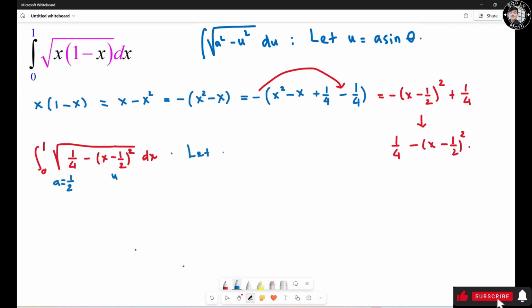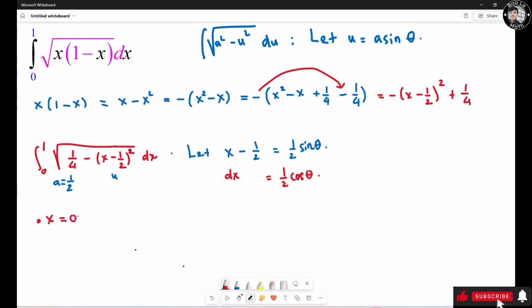So I'm going to let s minus 1/2 equals 1/2 sine theta, right? Then ds equals 1/2 cosine theta d theta, right? Now I need to change the upper limit and lower limit, right? Now s equals 0. Substitute 0 for s into this equation. So you have negative 1/2 equals 1/2 sine theta, right? Now divide both sides by 1/2, so sine theta equals negative 1, right? Then theta equals negative pi over 2, right?